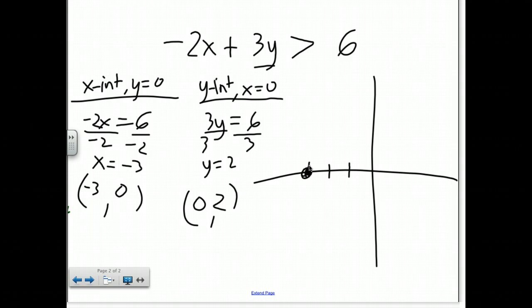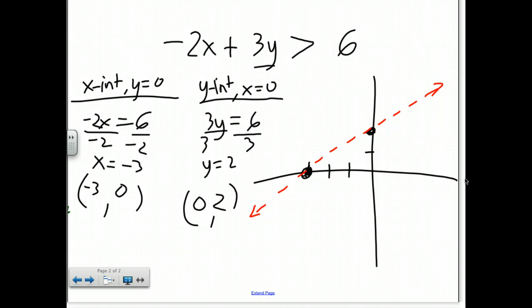And what about 0, 2? 0 and 2 up. Okay, I've got my 2 points. Watch what happened. This is a crucial point. I look at the symbol, and it doesn't contain the equal part to it. Therefore, I use what kind of line? Dotted line, or broken. That's how I tell them apart. So when we have the equal part to the inequality, we use a solid line. If we don't have the equal part to it, we use a dotted line.